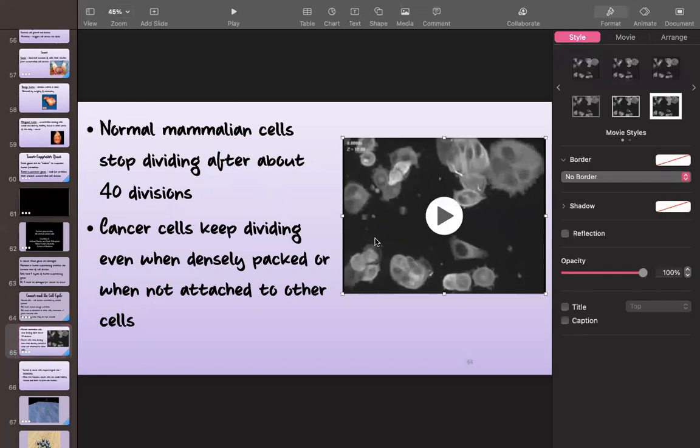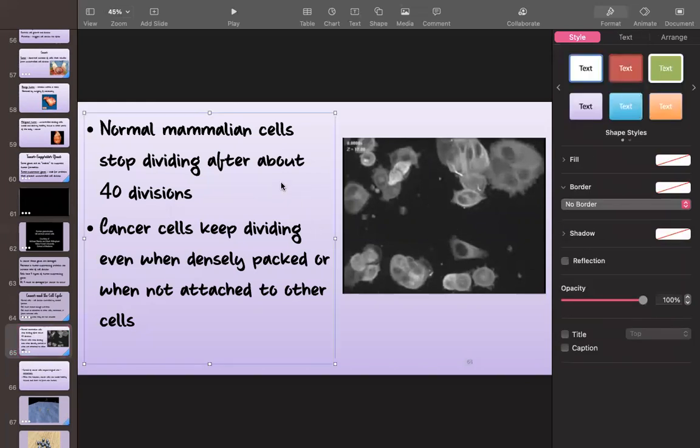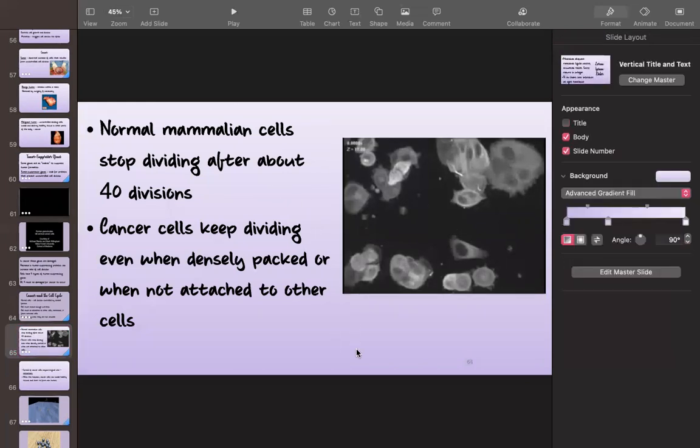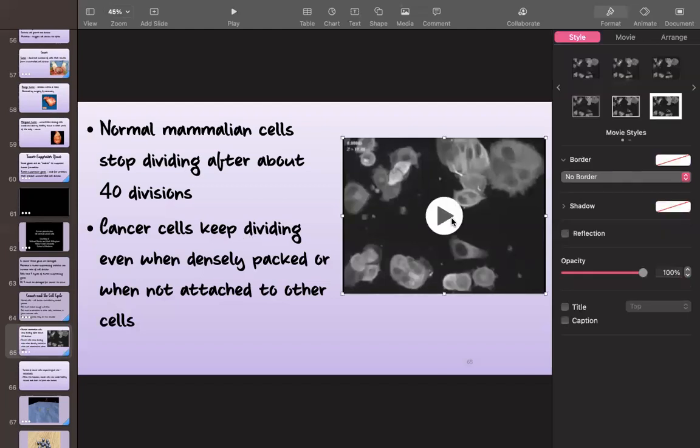So normal mammalian cells will stop dividing after about 40 divisions. Remember when we talked about G0, the G0 phase, when cells exit the cell cycle and just basically mind their own business until they're too old to keep functioning, and then they'll get broken down and recycled. But cancer cells will keep dividing even when they're densely packed, which violates one of the rules, and even when they're not attached to other cells.